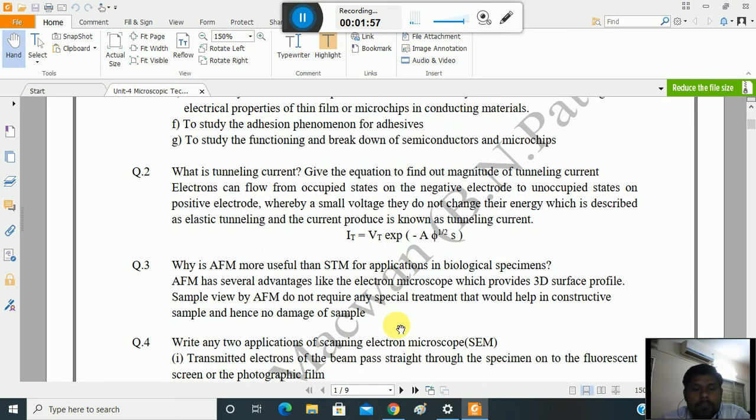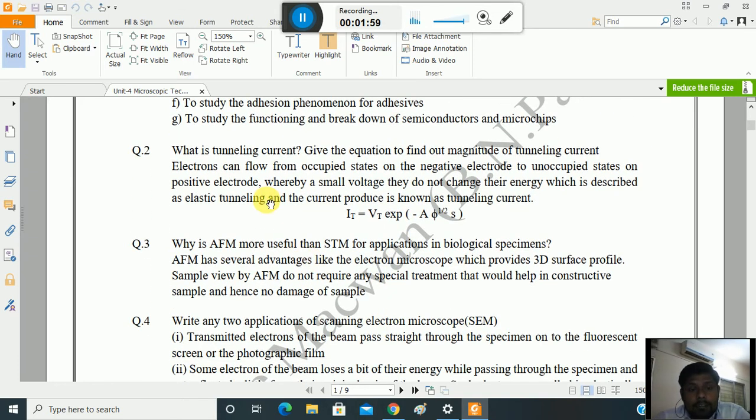Next, what is a tunneling current? It is an important 2-mark short question, asked 2 to 3 times in the external paper. Give the equation to find the magnitude of the tunneling current. The definition of the tunneling current is: electrons can flow from an occupied state on the negative electrode to an unoccupied state on the positive electrode, whereby at a small voltage they do not change their energy, which is described as elastic tunneling, and the current produced is known as a tunneling current.